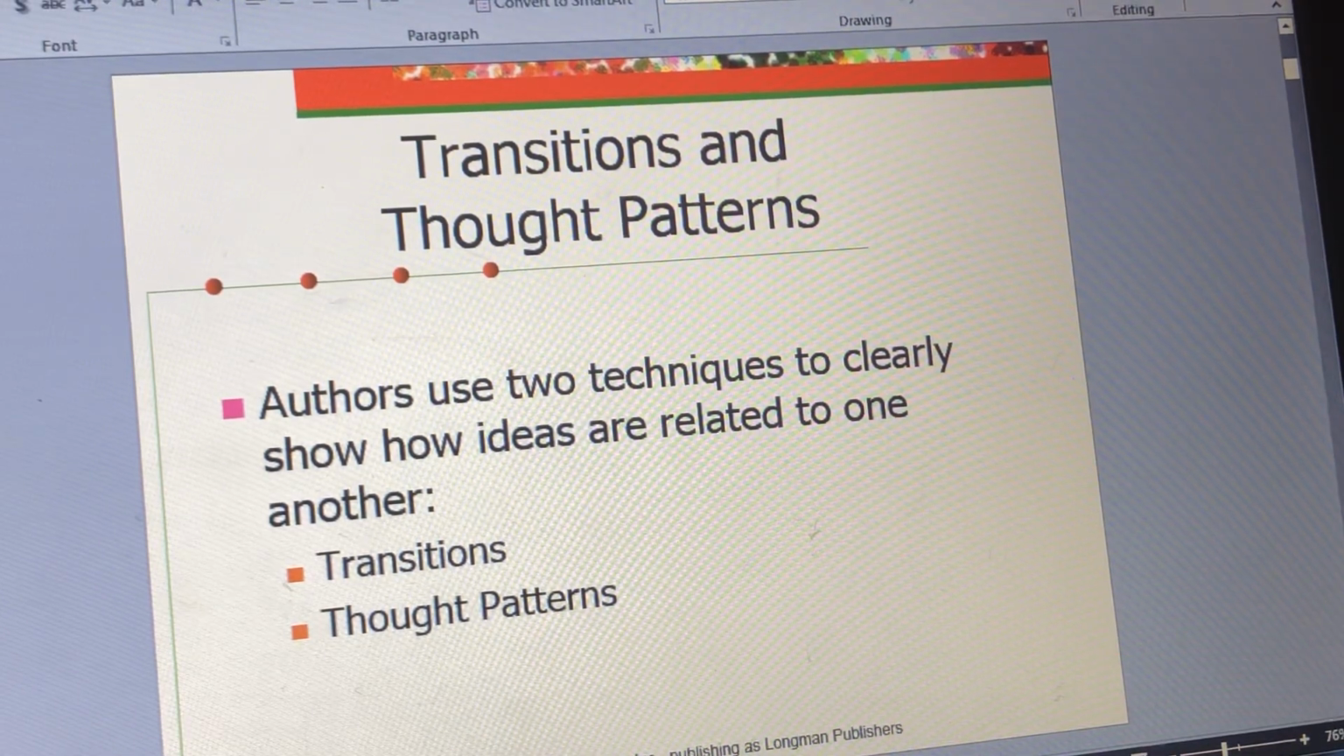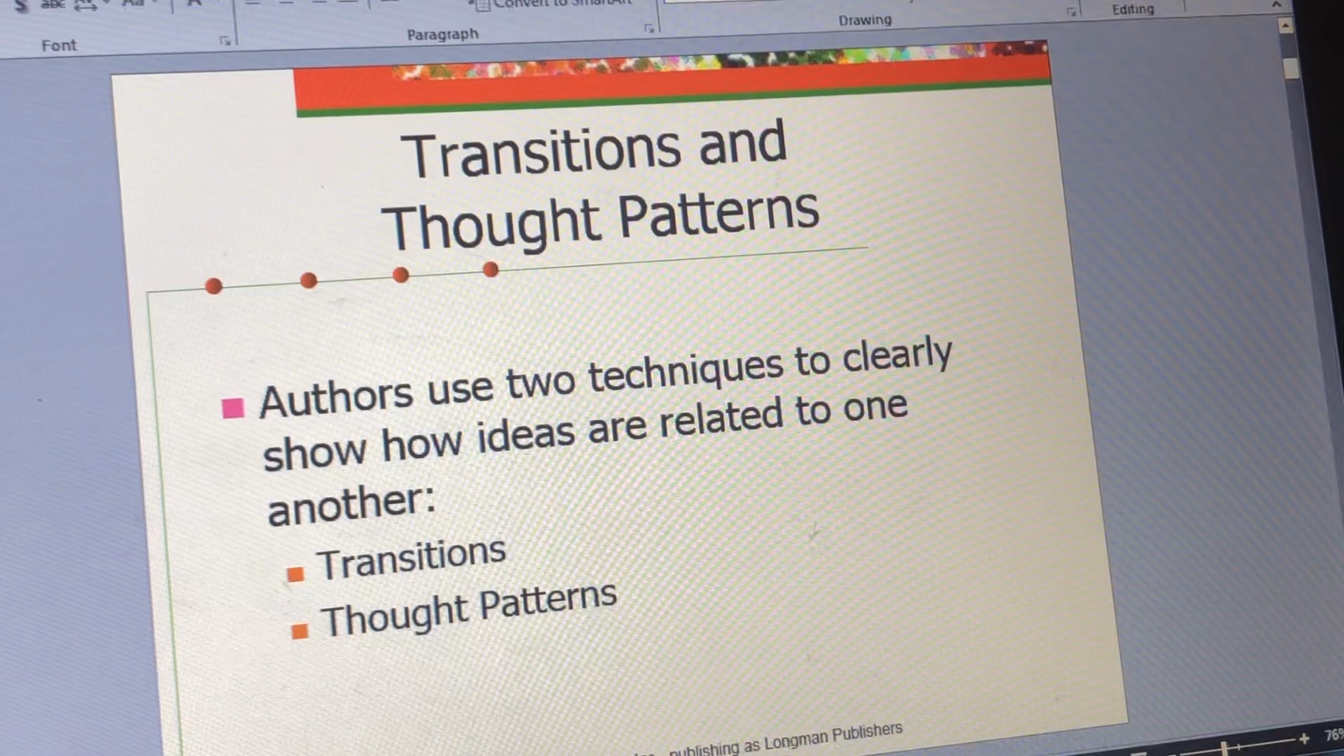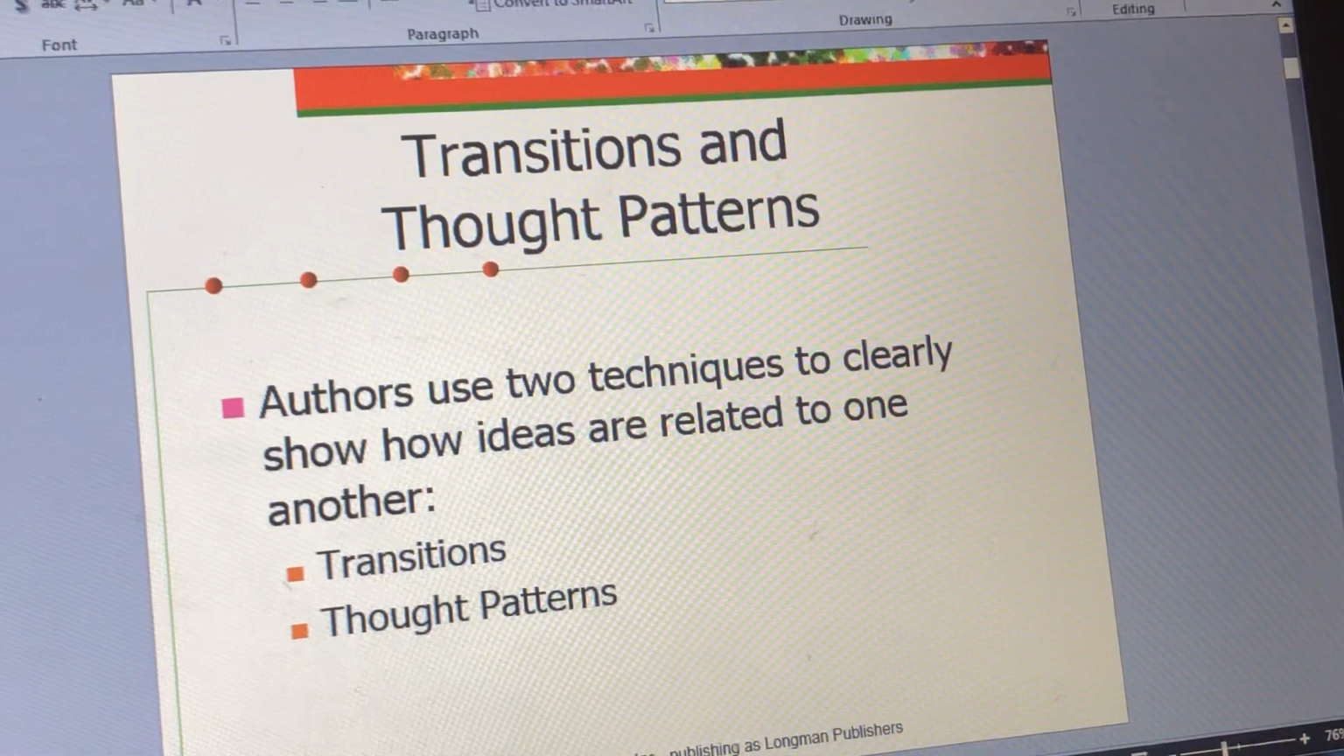Okay. All right, so when we talk about transitions and thought patterns in regards to reading, what you want to do is be conscious of how authors are using these 2 things to signal where they're going. So we'll look at how transitions do that. We'll also look at thought patterns. Something else that's going to be important as we go through this PowerPoint is that it'll set up some of the future essays that we're going to do, including the division and classification, which is next, and the argumentative, which is last.